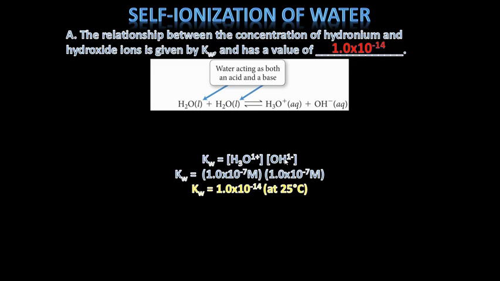It's important to note that Kw is a constant, and therefore, as long as temperature remains the same, the value of Kw will not change and will always be 1 × 10⁻¹⁴. This formula that represents the equilibrium constant expression for the self-ionization of water, or Kw, is given to you on your formula chart, as is the value 1 × 10⁻¹⁴.